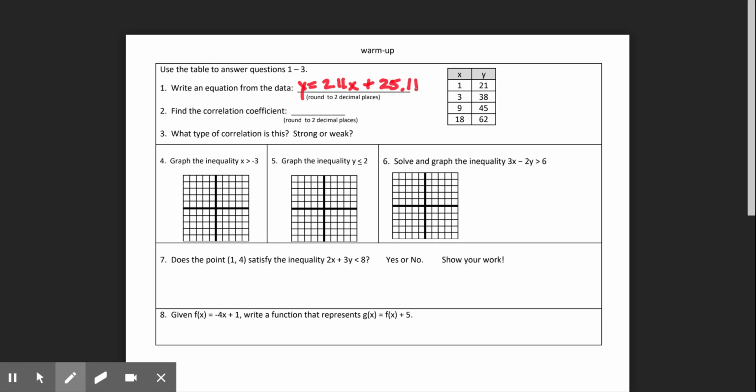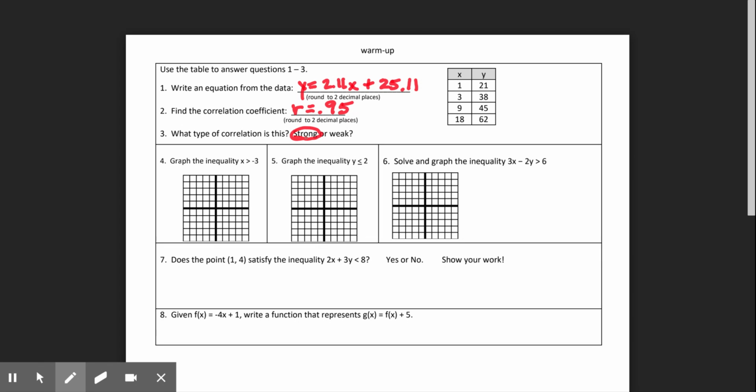The correlation coefficient is the R. So R equals, rounded to 2 decimal places, 0.95. And what type of correlation is this? Is it strong or weak? So remember, anything that's 0.8 to 1 is considered strong.